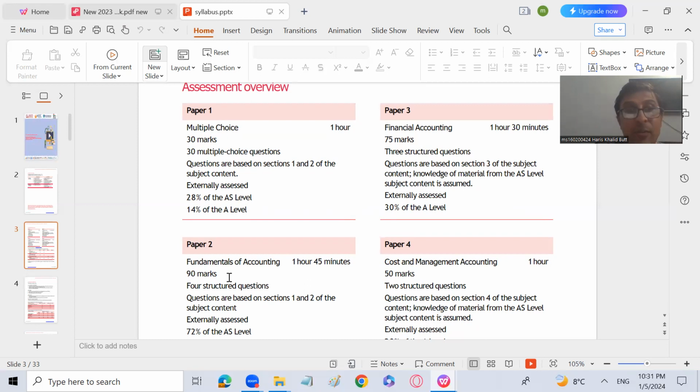If you talk about paper 3, there will be 3 questions, and it covers your A2 program. 75 marks will be there. 1 hour 30 minutes is going to be the time. There are 3 structured questions, and each question carries 25 marks. Yani means 25, 25, and 25. So total marks are 75. 1 hour 30 minutes is going to be the time.